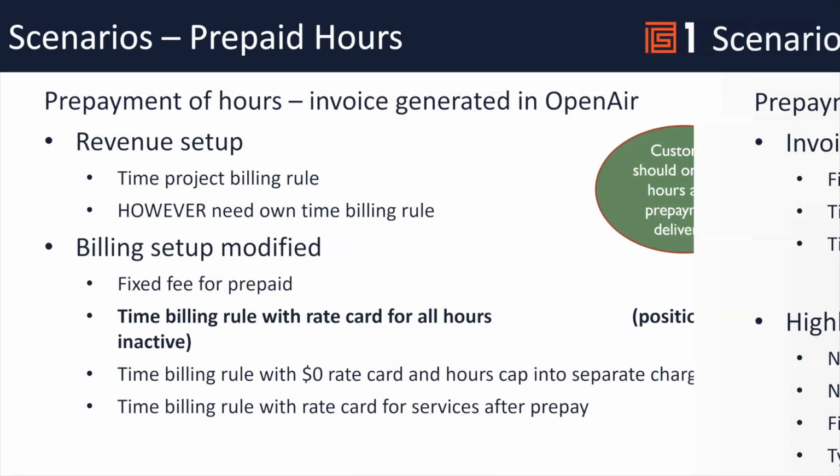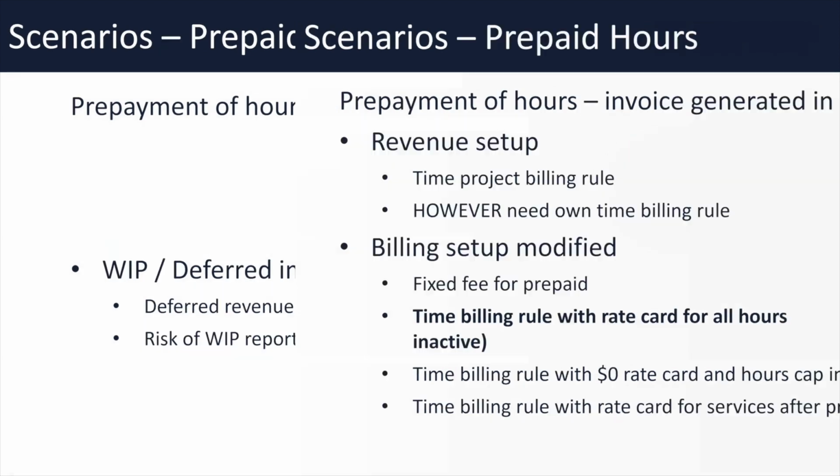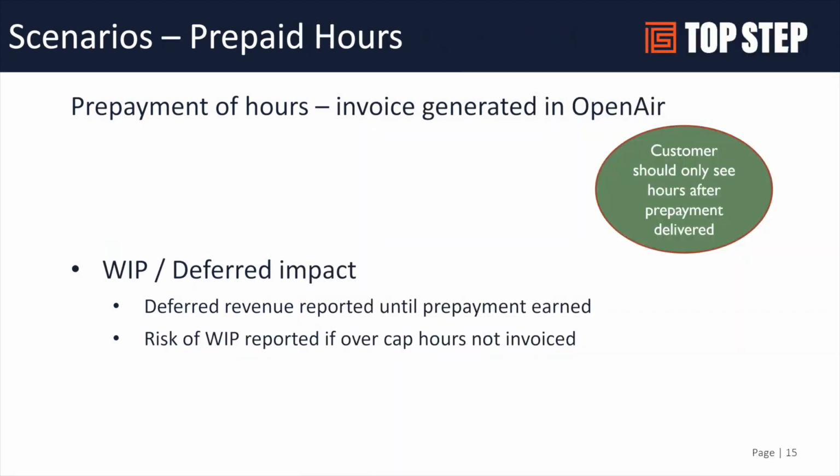From an invoicing perspective, this kind of falls into scenario one we talked about, where we need that ghost rule, that inactive time billing rule on our project, so that we can focus our time project billing revenue rule against that, just to pull in the revenue there. And again, we're going to be in a deferred revenue scenario until the prepayment is earned. Then we can start potentially billing over that.